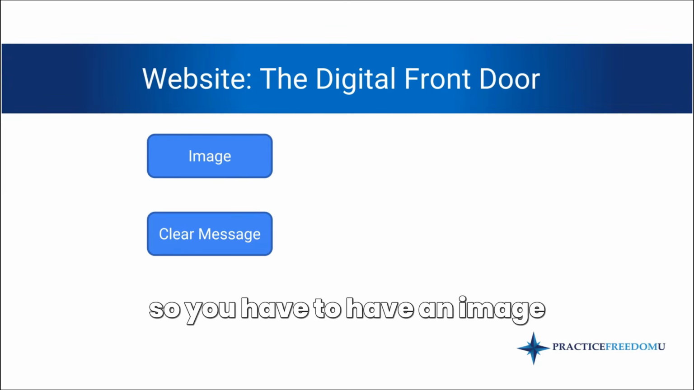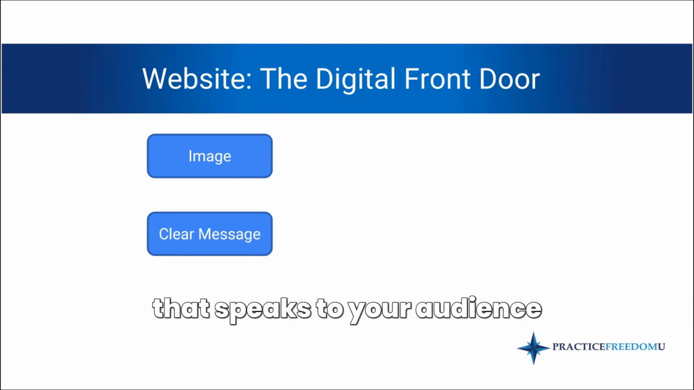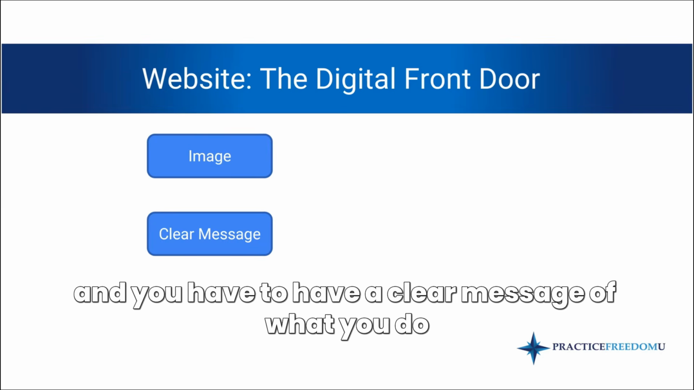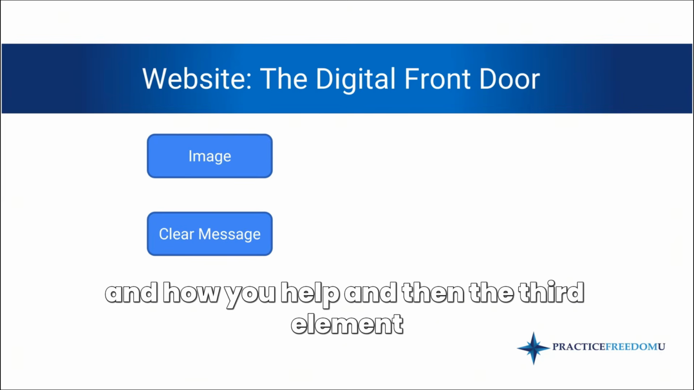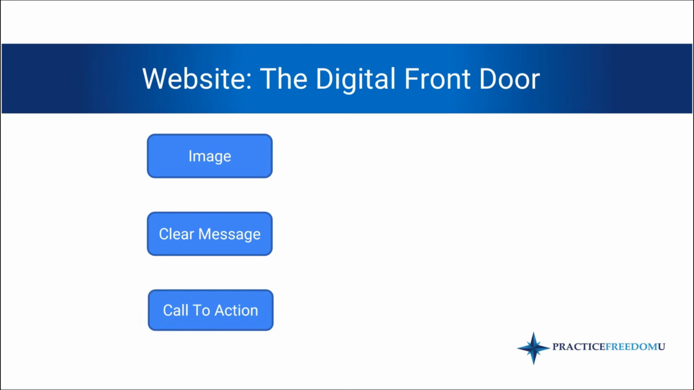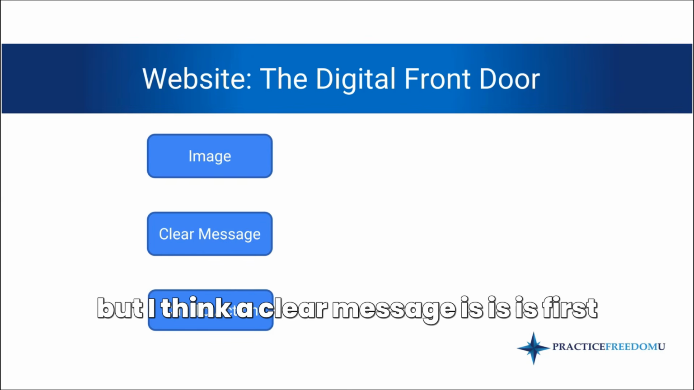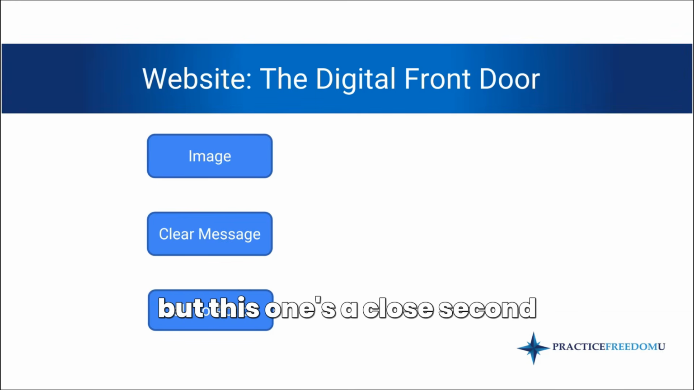So you have to have an image that resonates with your audience, that speaks to your audience, and you have to have a clear message of what you do and how you help. And then the third element of your digital front door is a call to action. This one might be tied with a clear message, but I think a clear message is first. But this one's a close second.